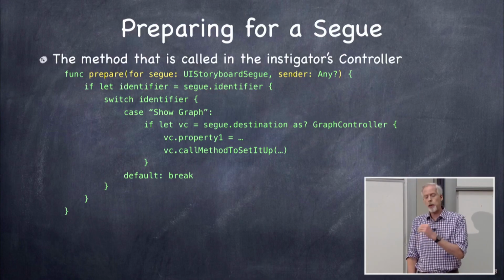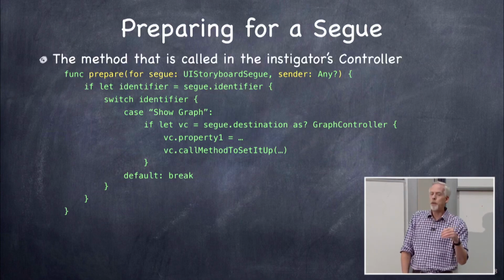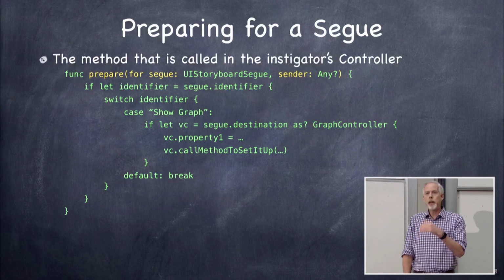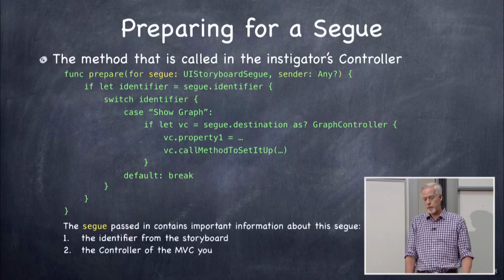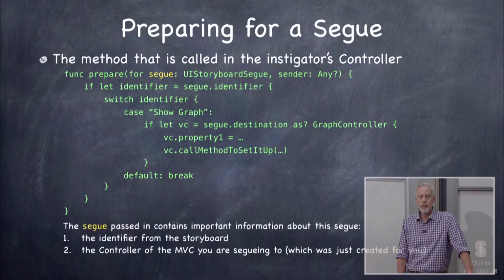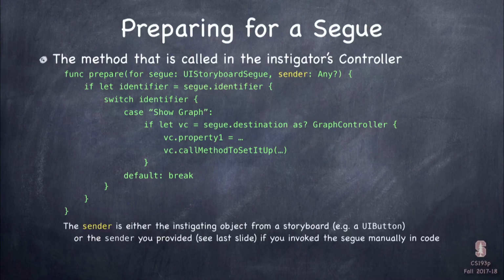The second argument there, the sender, that's the button or the line in a table view, or if you're doing it from code, it could be almost anything. That's why it's of type Any that caused this segue to happen. That could also be nil. Okay, it's happening. You don't know or care who did it. Okay, so that's what those two arguments are. All right, now let's dive into this thing.